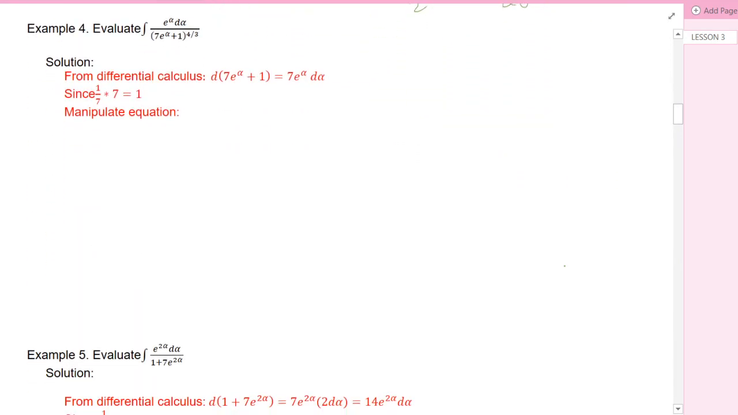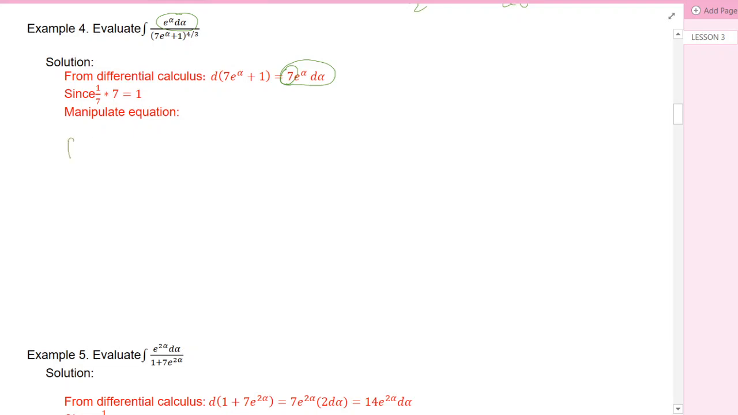Okay, for example number 4, let us have this one. That is the integral of e raised to alpha d alpha divided by 7 e raised to alpha plus 1 raised to 4 thirds. Okay, for your differential calculus, the derivative of the denominator, class, is this one. So this one doesn't satisfy the numerator, so we have to multiply it by 7 and divide it by 7 again.